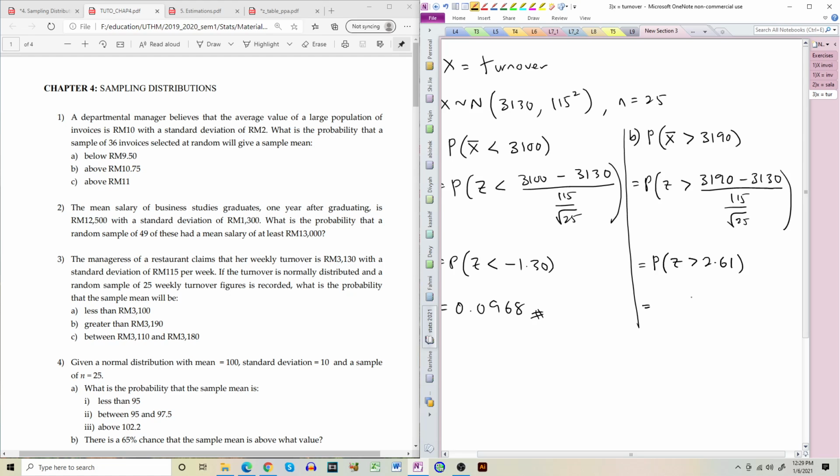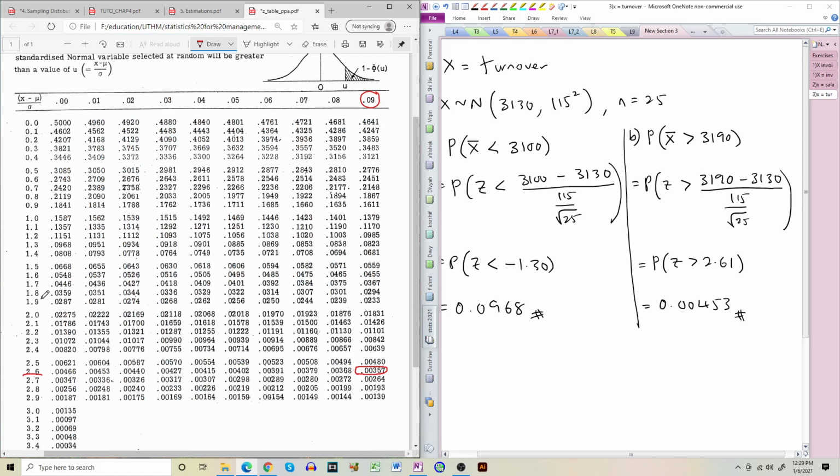It is above, greater than 3190. So if you compute this, you will get this one, and from the table the answer should be 0.00453. As I told you, some numbers in the decimals might differ. 2.61, 2.61. Here you get 0.00453. Okay.